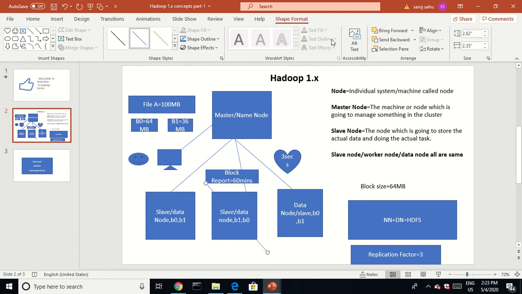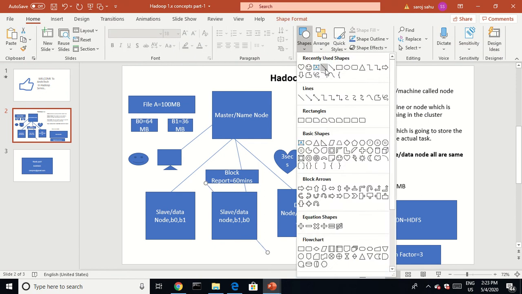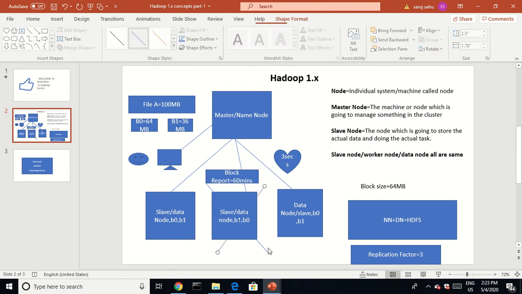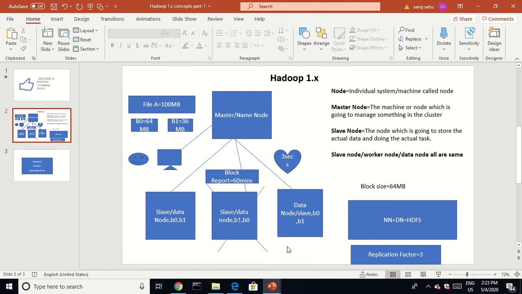Now the condition is, maybe this system goes down. It crashed, something happened, it is not online. So can I get my complete data? Yes, I can get it, because B1 and B0 are here, so the client can read the data from this machine and from this machine as well. So I can have two more healthy copies.